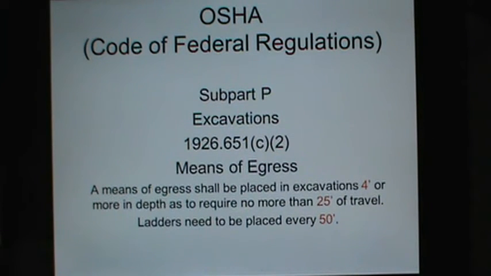651C2. Means of egress from trench excavations. A stairway, ladder, ramp, or other means of egress shall be located in trench excavations 4 feet or more in depth. Alright, I've got that highlighted in red because you need a means of egress if it's 4 feet or more in depth, so as to require no more than 25 feet of lateral travel.